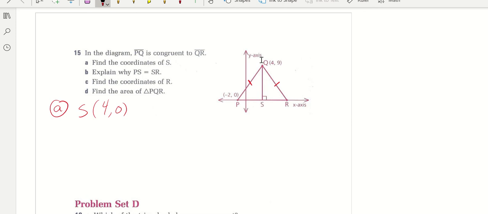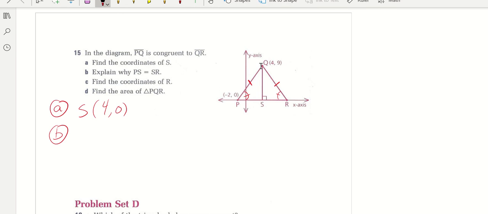So if Q is the point (4, 9), S has to be the point (4, 0). So we are not moving left or right at all from the point (4, 9), but we're just going straight down to the x-axis, so that's going to be the point (4, 0). B, explain why PS is equal to SR.